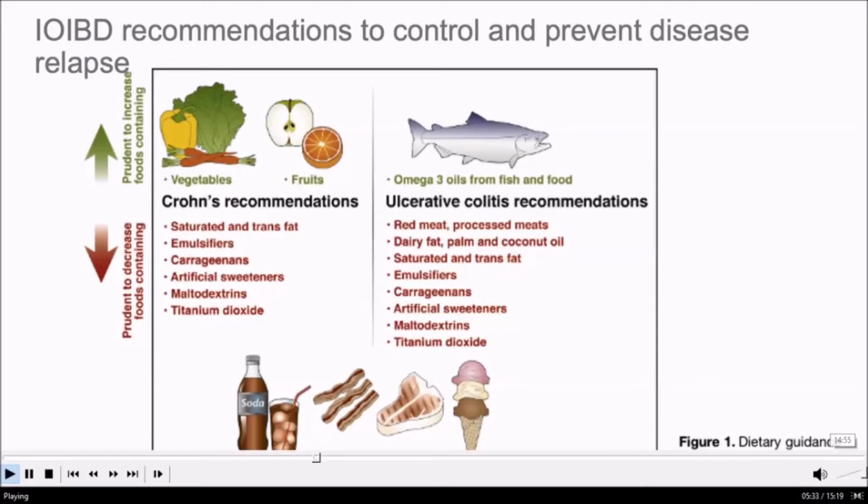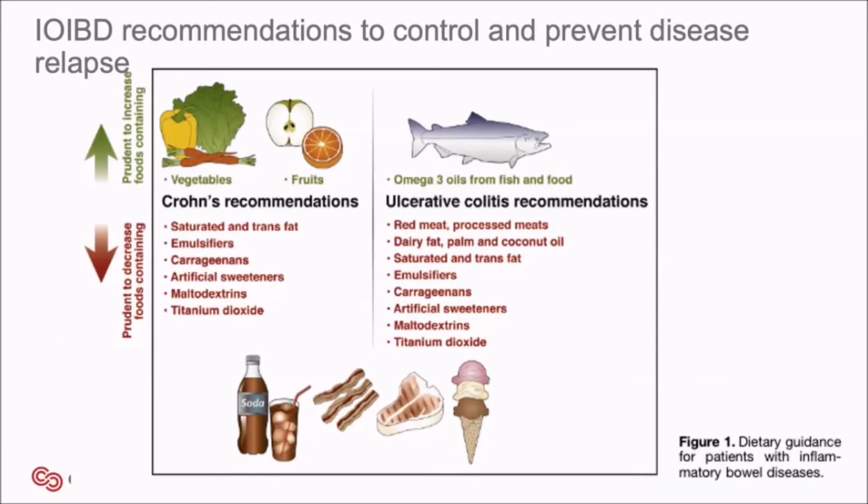For inflammatory bowel disease, the IOIBD, or the International Organization of the Study for IBD, recently published guidelines for diet modifications for patients to help control and prevent disease relapse. Now, these recommendations were separated between Crohn's and ulcerative colitis, and they provided a list of foods to include and a list of foods to decrease in the diet.